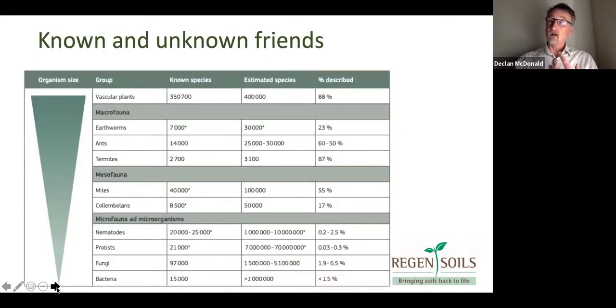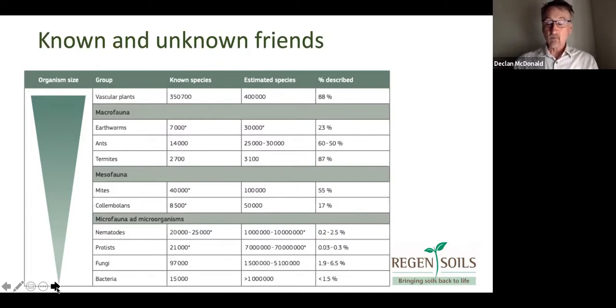And there are so many of these, we still today don't really know. What this little table is showing, just look at the top, vascular plants, that's the plants that we're generally working with. There's an estimated 400,000 species on the planet, and we reckon we've identified 350,000 of them, 88%. Go all the way down to the bottom here and look at the bacteria. It's estimated that there's over 1 million different species of bacteria, and we've identified 15,000, like 1.5%.